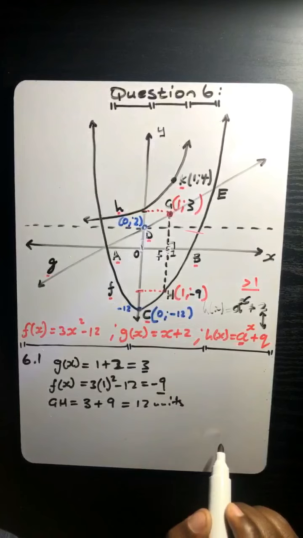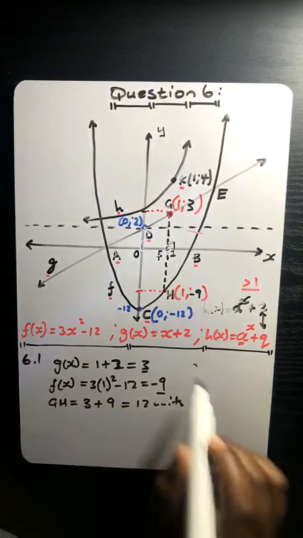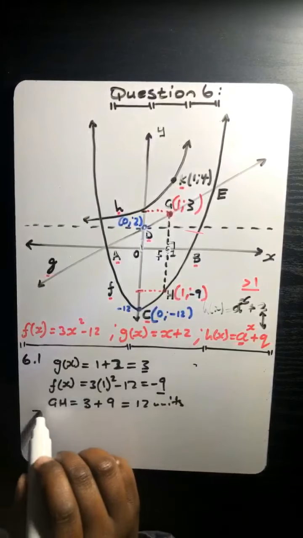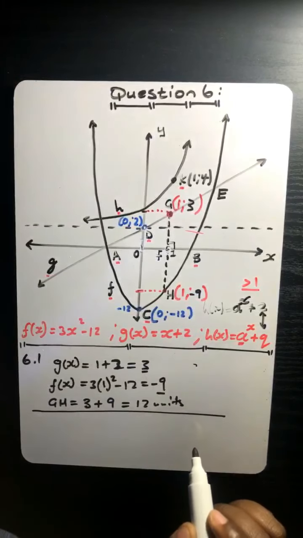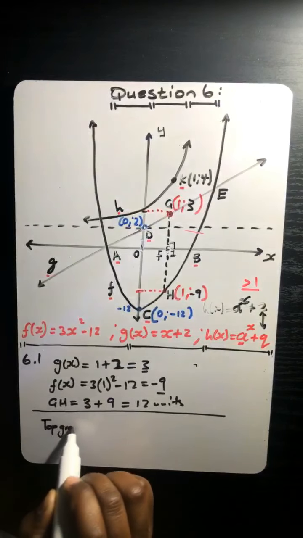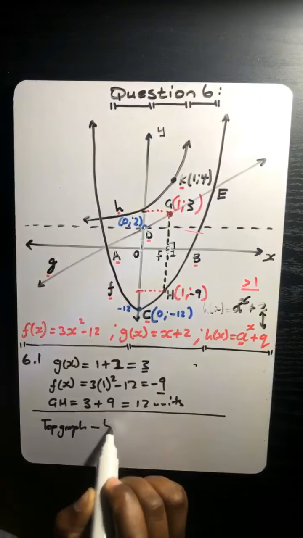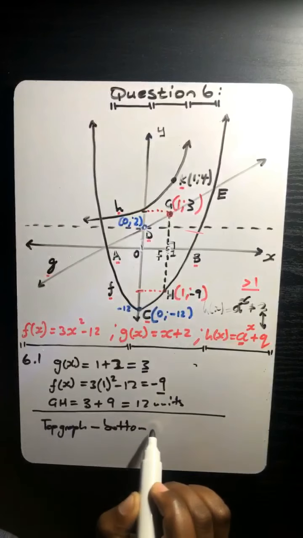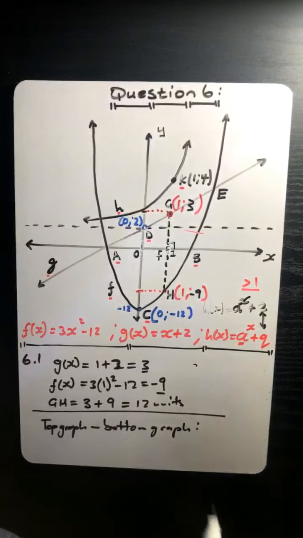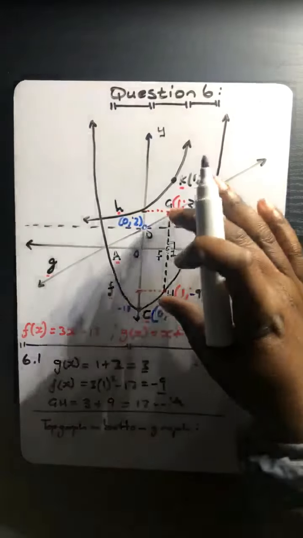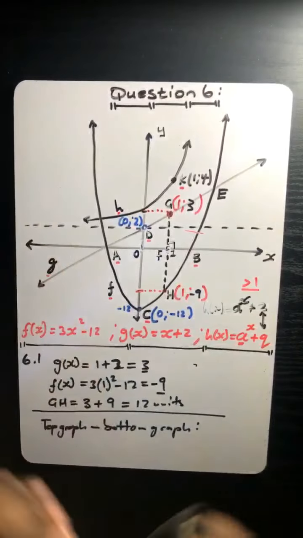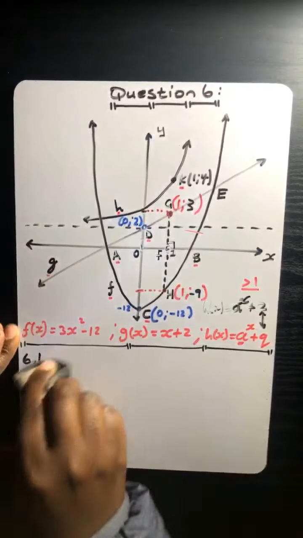And remember, guys, this is not the only way in which you can solve for this question. The other way is for you to say a top graph minus a bottom graph, it is going to give you an equation for that length. I'll give you an example on that. Let me just say I'll redo that.